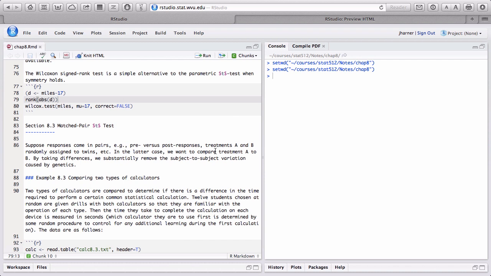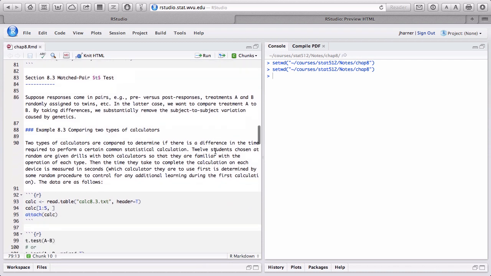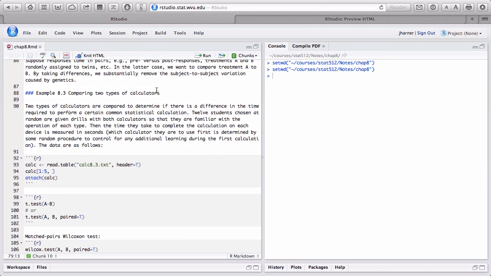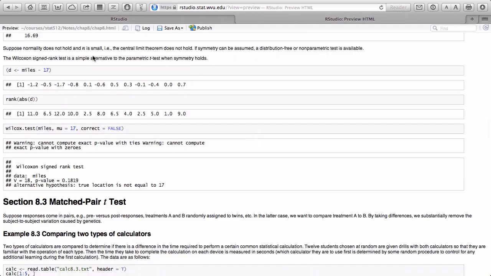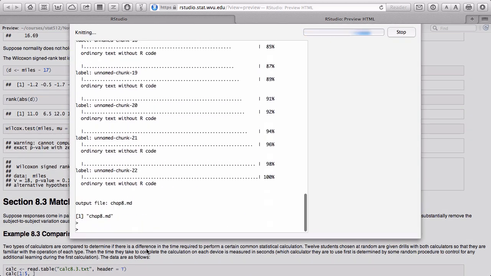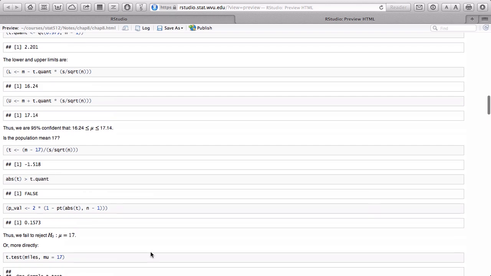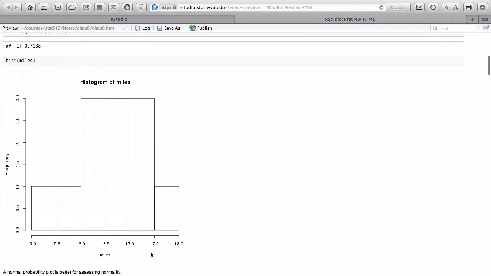Last time we talked about the one sample t-test and the two sample t-test. Let me just briefly review. To start this out, I'm going to knit the whole document, and then we'll go back through and take a look at what we did.